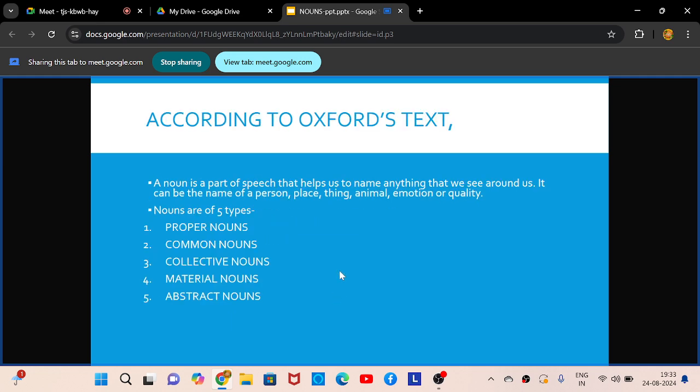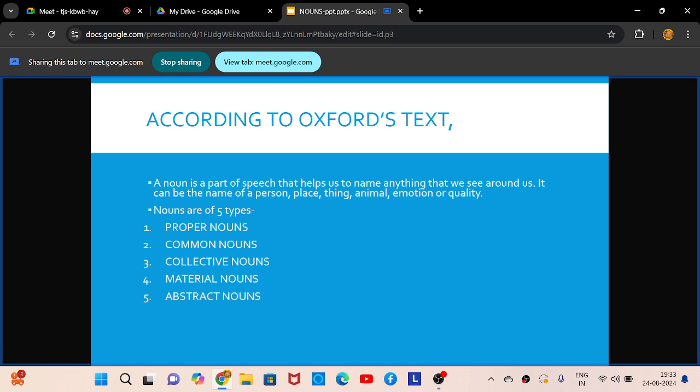Okay, so now according to the Oxford text, a noun is a part of speech that helps us to name anything that we see around us. So whatever we see around us can be named. Whatever we look at around us, it has a name. So all these things or all these people or places are all nouns. That is why nouns are also called naming words. Based on that, nouns are divided into 5 types: proper nouns, common nouns, collective nouns, material nouns, and abstract nouns.